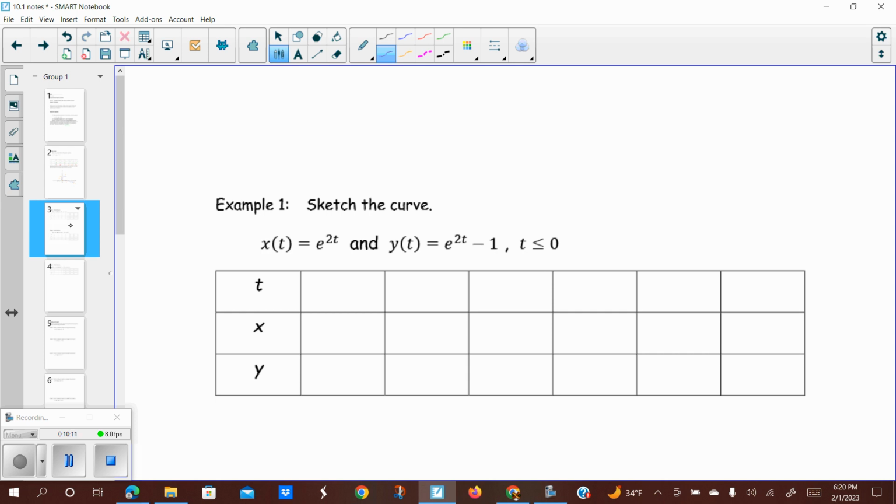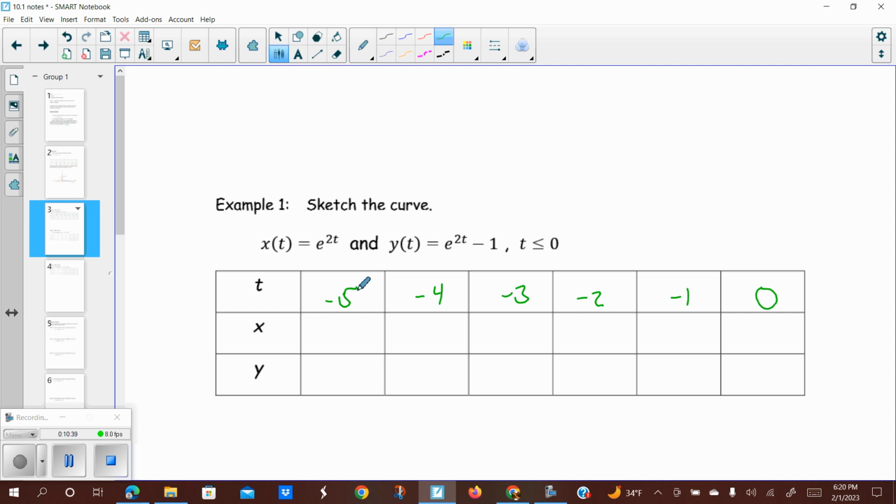Since t has to be less than or equal to 0, I'm going to put 0 over here. I can't go any past that, so that's going to be my endpoint. And then I'm just going to pick whole numbers, and that's probably not the best option here considering we're dealing with exponentials, but it's not going to make it too difficult. So we'll just go -1, -2, -3, -4, and -5.